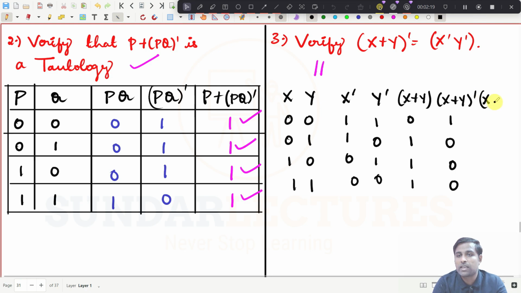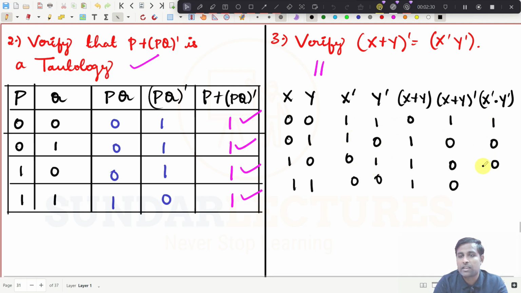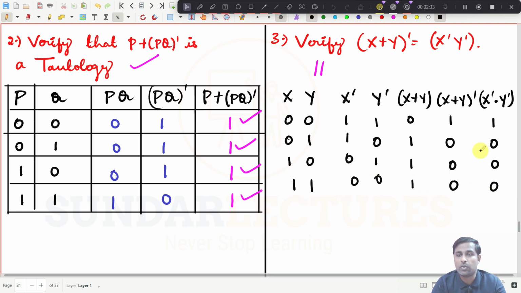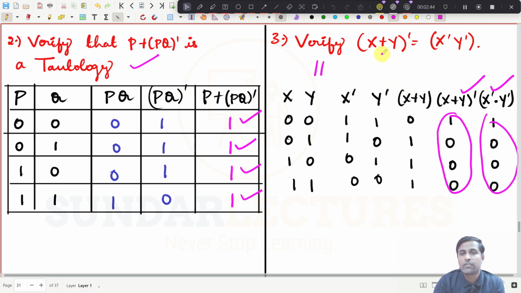And you need to find the value of x dash dot y dash. So you multiply these two, that's all. Simply you multiply these two. If you multiply these two, you will get 1. You multiply, you will get 0, and then you multiply again, it will be 0. You multiply these two, again it will be 0. And you can see these two expressions, both are the same. So if you see any expression like (x plus y) the whole dash, you can change that particular expression to x dash dot y dash, right? That is the thing you have to understand here.